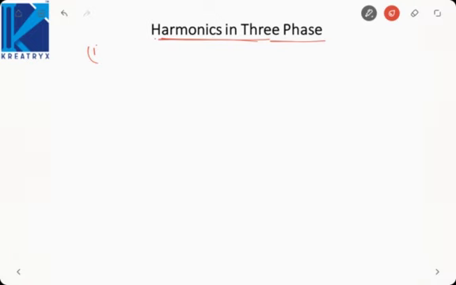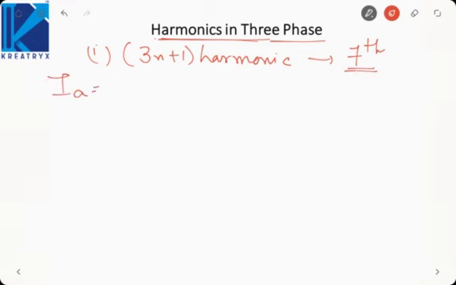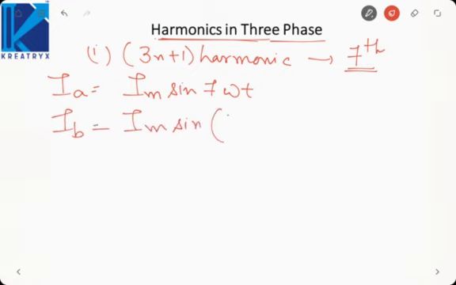So first I am considering 3n plus 1 harmonic. In this also let us consider 7th harmonic when we take n is equal to 2. Now what will happen to IA? It will be Im sin 7 omega t, IB Im sin 7 omega t minus 7 into 120.